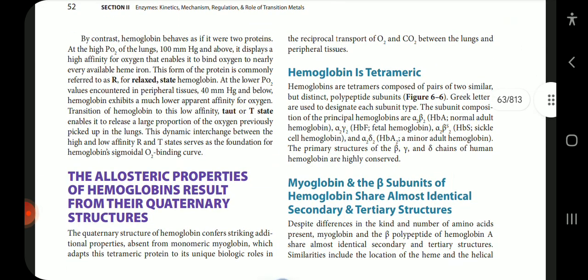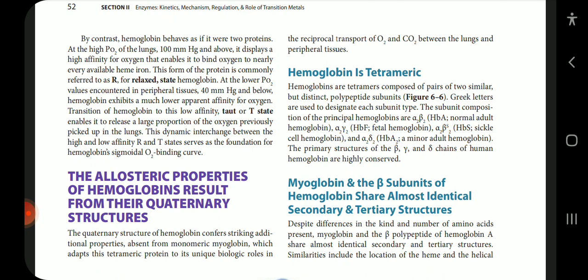By contrast, hemoglobin behaves as if it were two proteins. At the high PO2 of lungs, 100 mmHg and above, it displays a high affinity for oxygen that enables it to bind oxygen to nearly every available heme iron. This form of protein is commonly referred to as R, for relaxed state hemoglobin. At lower PO2 values encountered in peripheral tissues, 40 mmHg and below, hemoglobin exhibits a much lower apparent affinity for oxygen. Transition of hemoglobin to this low affinity T state enables it to release a large proportion of oxygen previously picked up in the lungs.